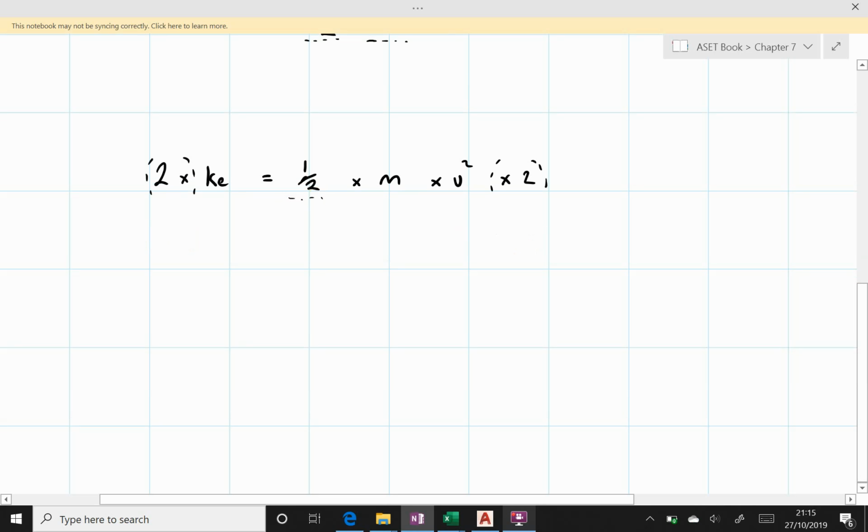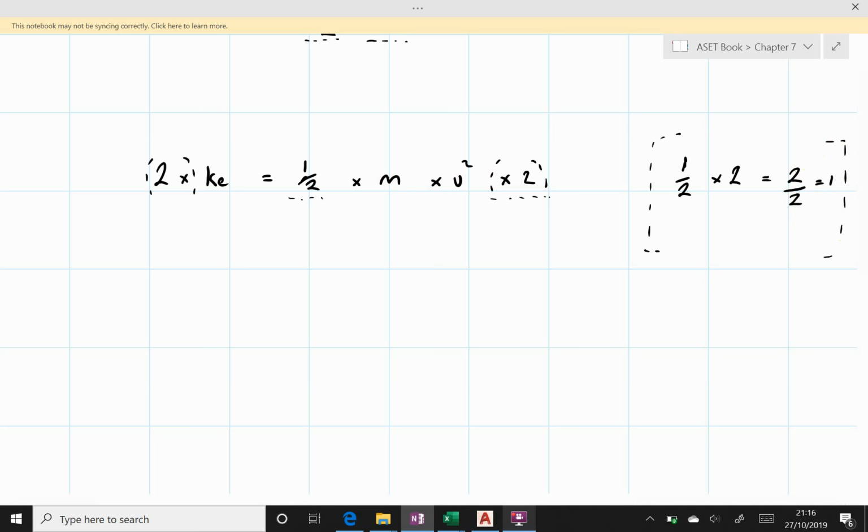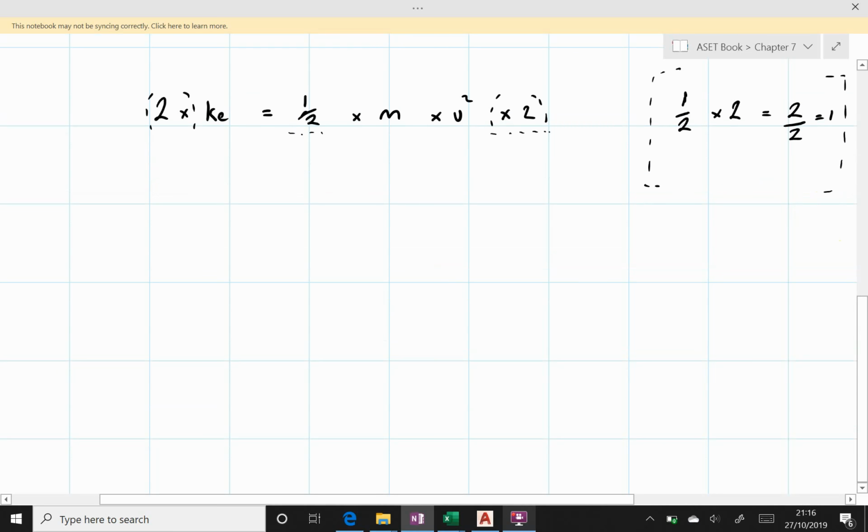Now this half, when multiplied by 2, ends up giving us 2 over 2, which equals 1. When this 1 is multiplied by either m or v squared, it's not going to change those components, and so in effect we've cancelled out. So half times 2 gives you 1. We've effectively eliminated the half on the right hand side of the equation. The left hand side then becomes 2 times the kinetic energy equals mv squared.